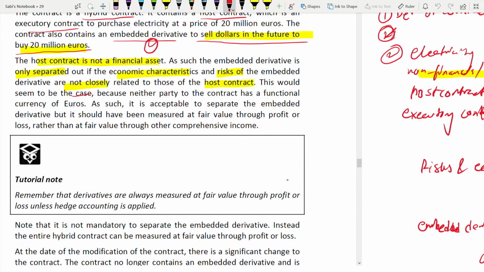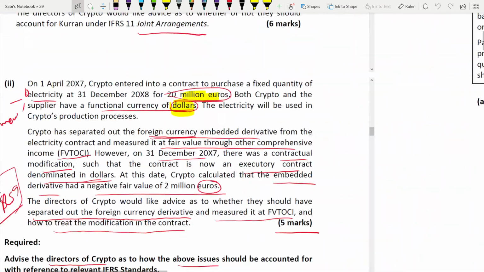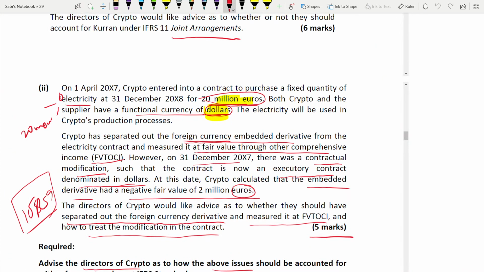Because neither party to the contract has the euro as its functional currency. They don't have euro, both of them have dollar. If it was in euro, then the risk and economic characteristics would be similar. Let me show you here. See, the contract has 20 million euros, right? But their functional currency is the dollar. So do you think dollar and euro have similar characteristics and their risks are the same? No, they're two different currencies. So their risk will be different, and their economic characteristics will be different.